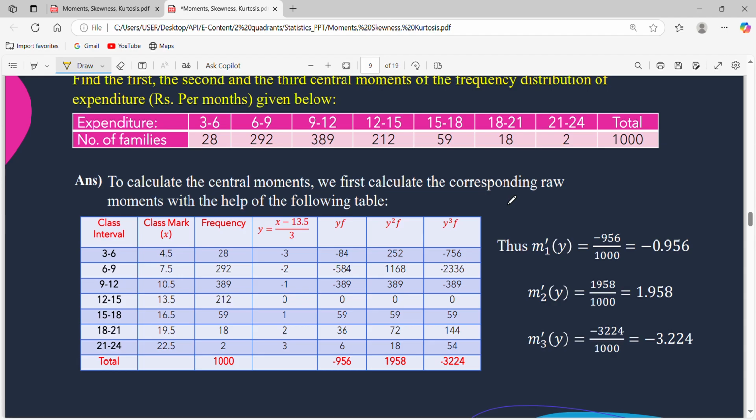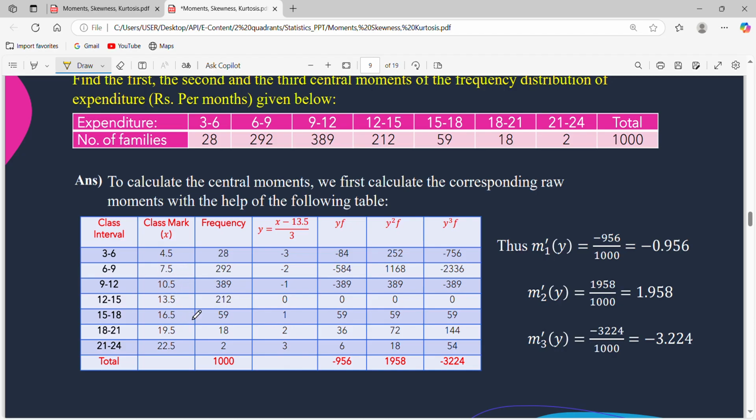So before finding the raw moments, just see here, a class interval is there. Whenever a class interval is there, as I already told you, there is some change of scale property, change of origin that will arise. So first we should write the class interval this way. Then there is no gap, so no need to find out the class boundary. Next thing is frequency, we can write, and class mark. Class mark is 3 plus 6 divide 2, 6 plus 9 divide 2. This way we can arrange.